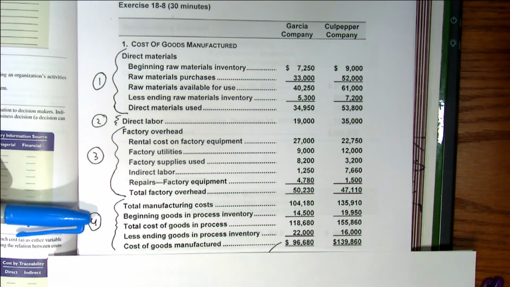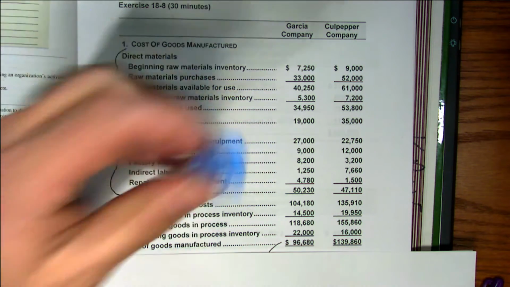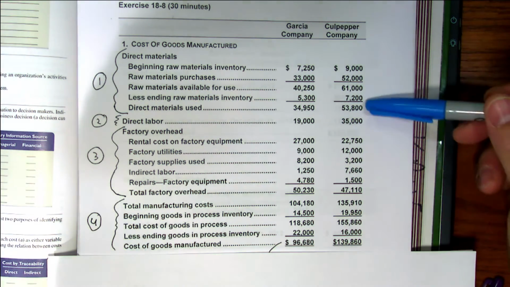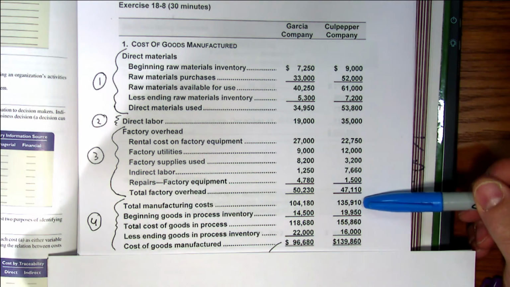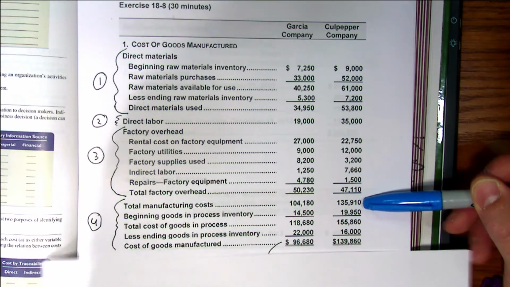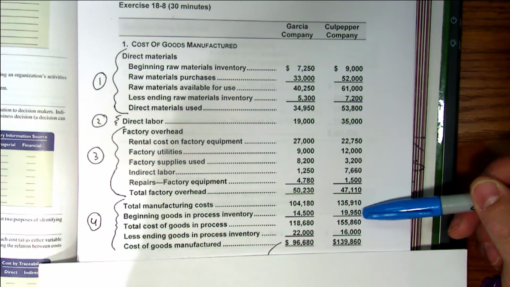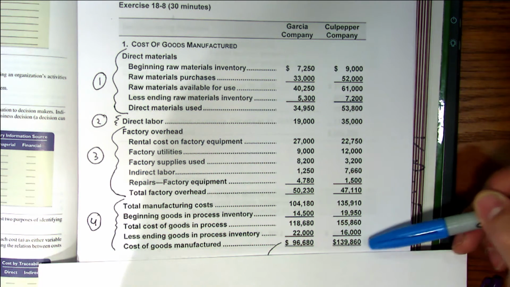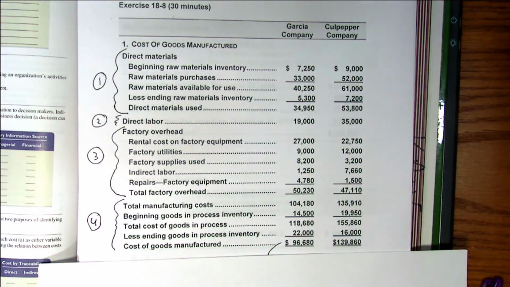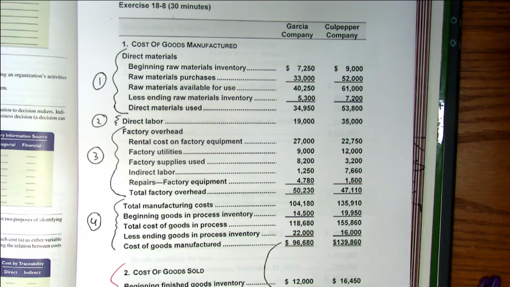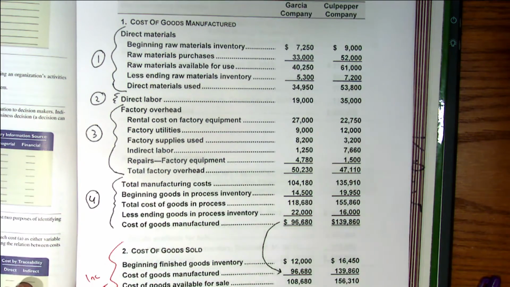And then number 4, we take the total of these 3 numbers, boom, boom, boom. That equals manufacturing costs, not COGM, but manufacturing costs. We add beginning inventory of goods in process, subtract out ending inventory of goods in process, and we get COGM. Now, I know we still need to calculate cost of goods sold here, but is there any questions on calculating COGM? Okay. All right, now let's figure out cost of goods sold.